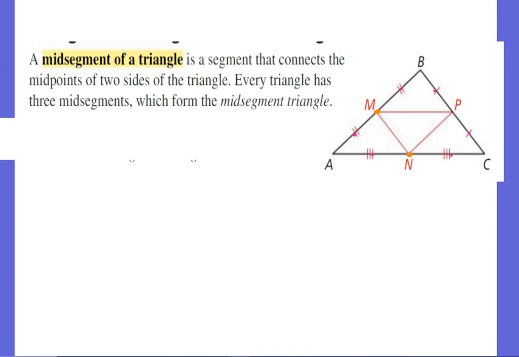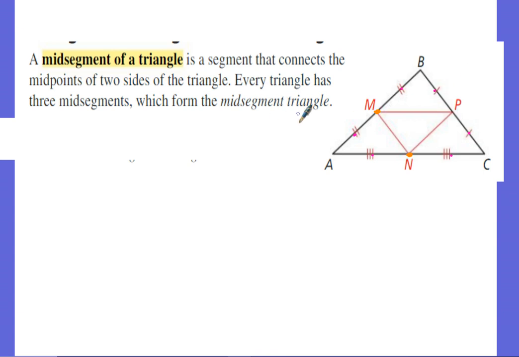What is a mid-segment? A mid-segment is simply a segment that connects two midpoints of a triangle. So M, P, and N are all considered midpoints. How do I know that? Simply because M is the point that is cutting AB in half, right? These two congruency tick marks show that M is the midpoint. N is the midpoint by these congruency tick marks, and P is the midpoint because of these.